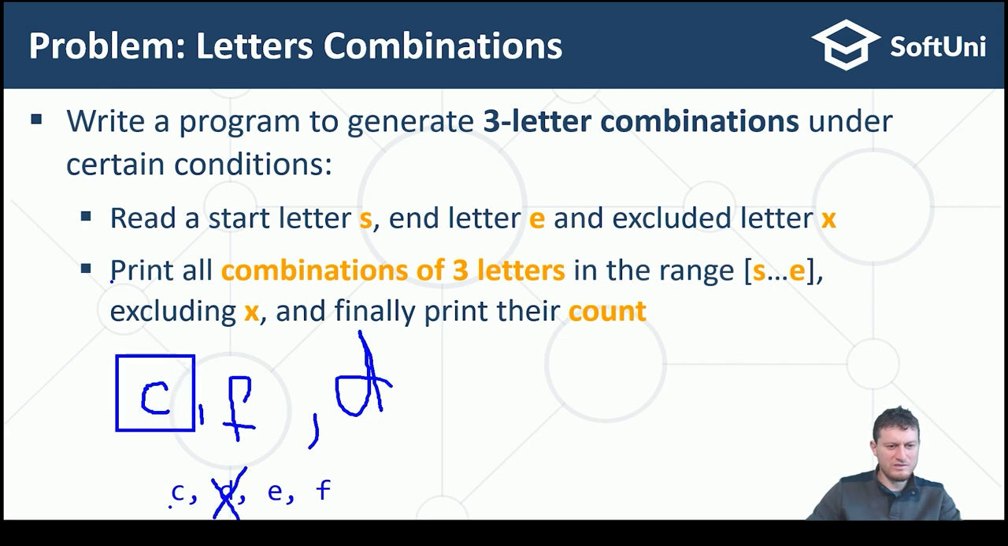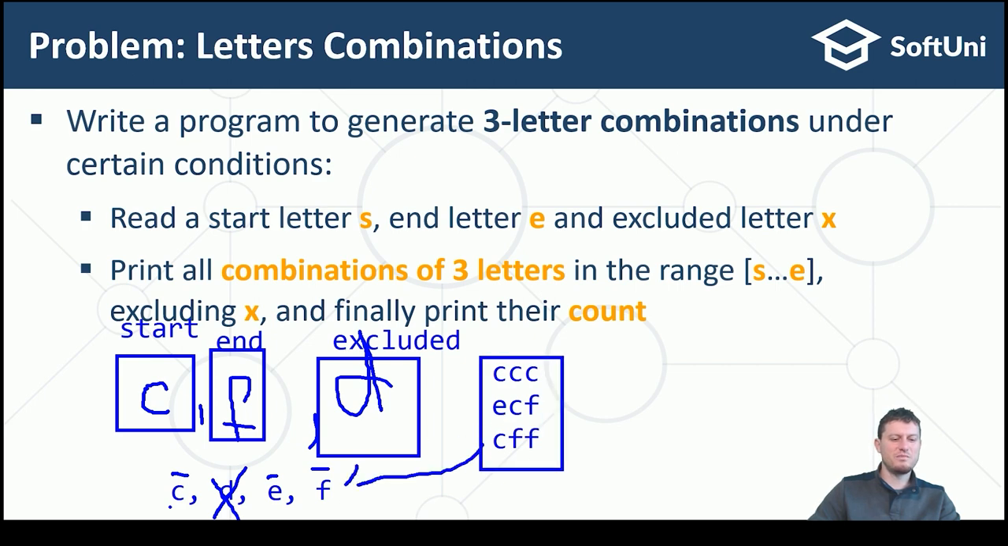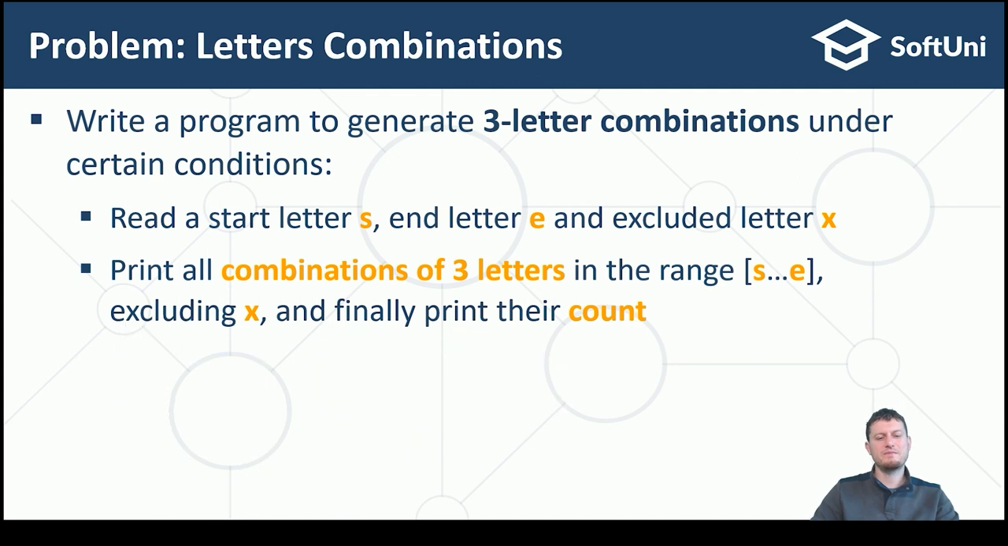So this is the start letter, this is the end letter, and this D is the excluded letter. And we have these letters C, E, F, and we want to have three letter combinations, for example, C, C, C. Another example is E, C, F, or C, F, F. These are all valid combinations of three letters among this set. Okay? This is an example.